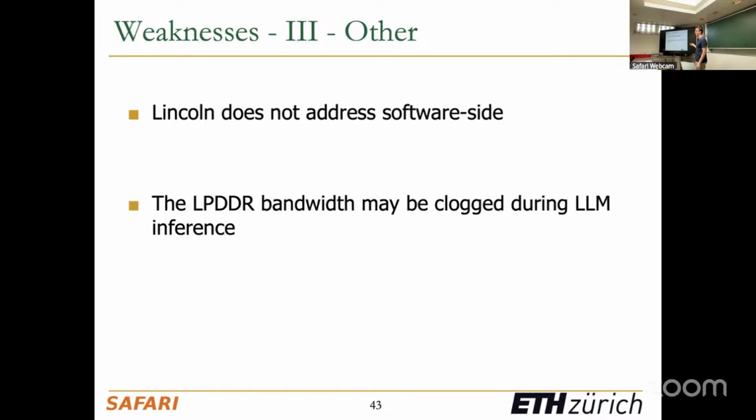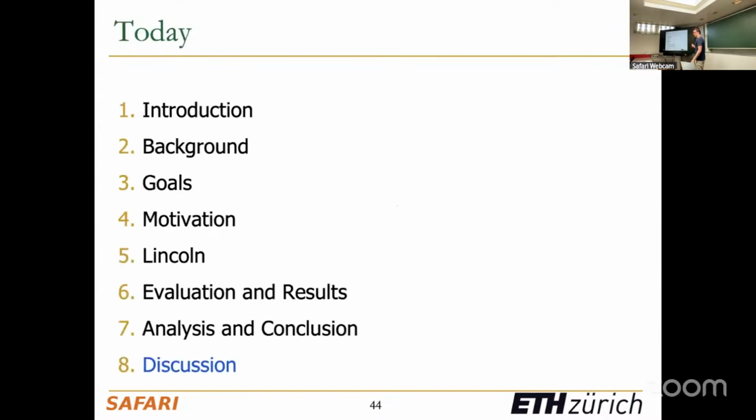Also, the LPDDR was not meant to be used with such a high volume of data, and it may become clogged during LLM inference. So if we have 100 gigabytes per second, which are used just to load weights for the LLM inference, then your device may become unusable during inference.